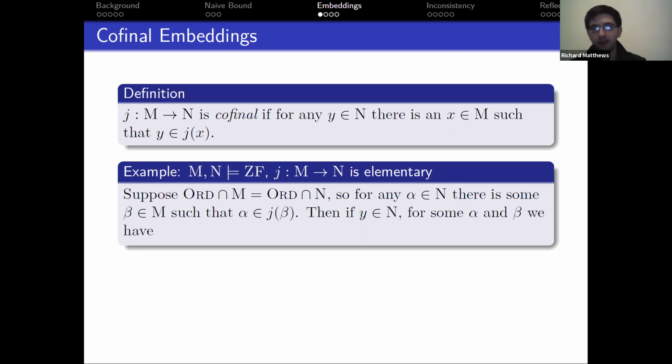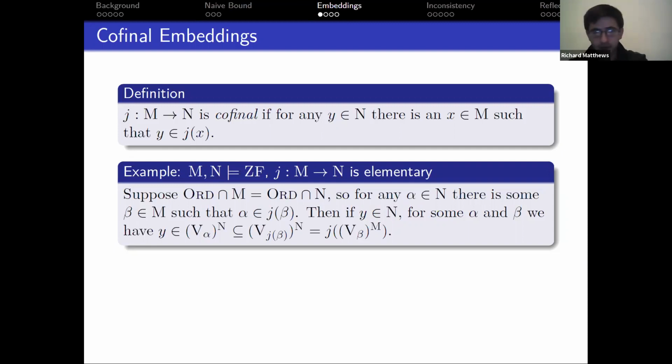So for any alpha in N, there'll be some beta in M such that alpha is in J of beta. Because of this, if I have y in N, then y is in V_alpha of N for some alpha, which is contained in V_{J(beta)} of N, which by elementarity is J of V_beta of M. So my point here is that if we have the nice setup in ZF, any elementary embedding is cofinal.